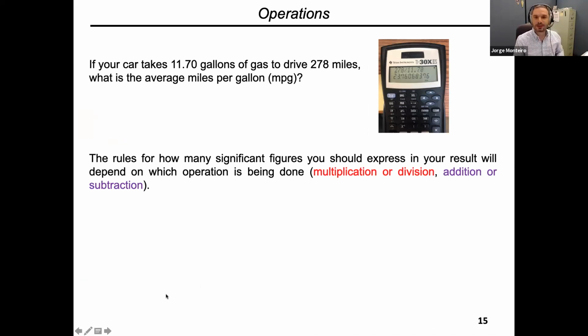So for today, let's talk about operations and how to correctly express your result based on the significant figures. Starting with a very simple example: if your car takes 11.7 gallons of gas to drive 278 miles, what's the average miles per gallon? Very simple math here, miles divided by gallons. If you go to your calculator, it will give you all those digits after the decimal point. Are all of those digits significant, or does it make sense to express all those numbers? Of course, the answer is no.